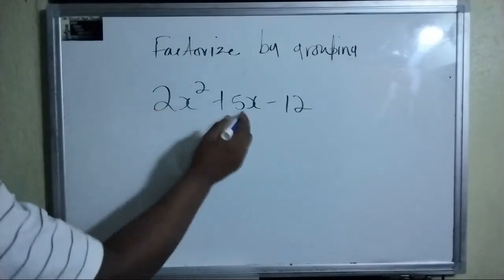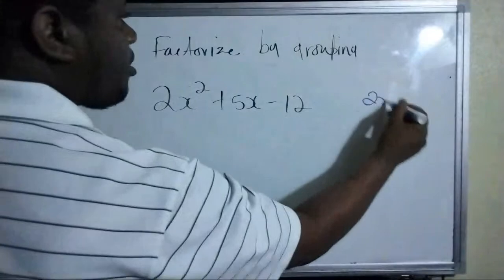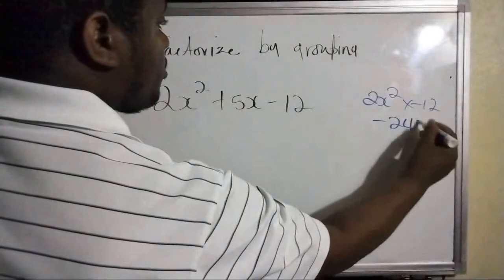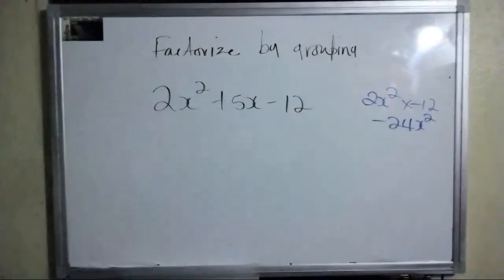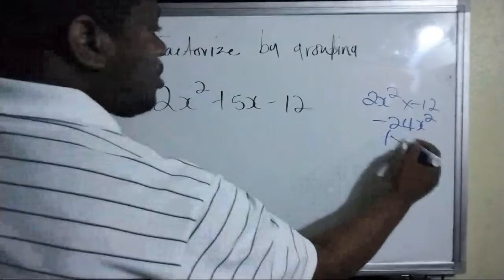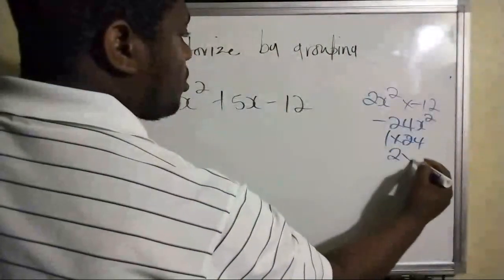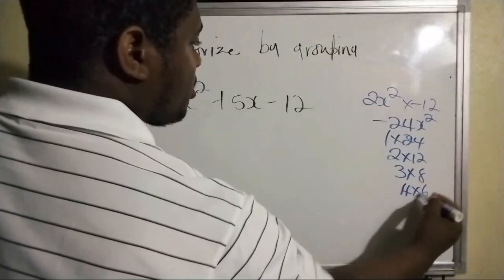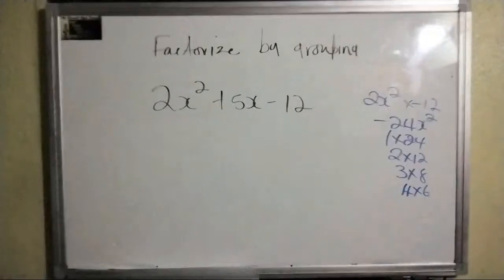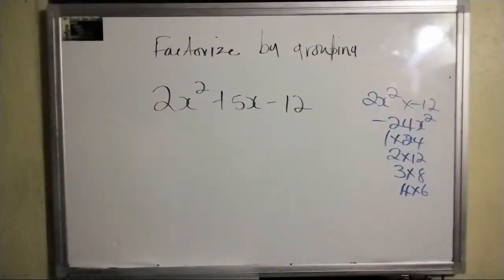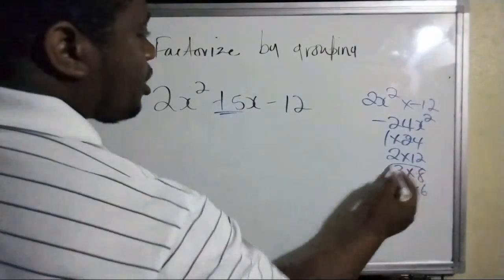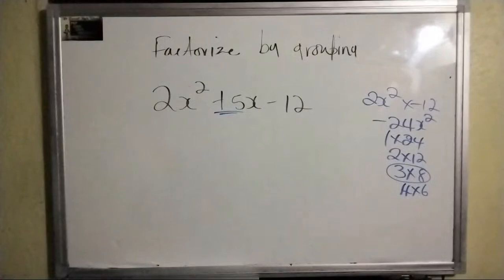Alright, so we have 2x squared, so we multiply 2x squared times negative 12, and that will give us negative 24x squared, right? So we list all the factors of 24, so that's 1 times 24, 2 times 12, 3 times 8, 4 times 6. I think that's it, right? And then now we're going to see which of these can give us positive 5. So it will be 8 and 3, right? So we're going to manipulate it in such a way that we get 5.